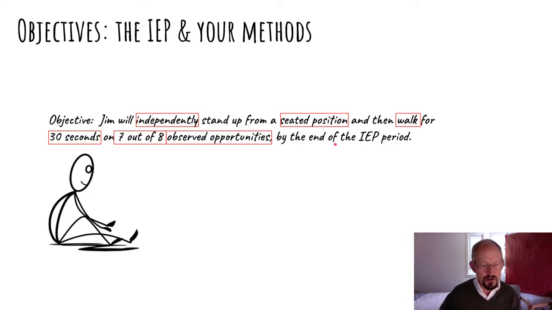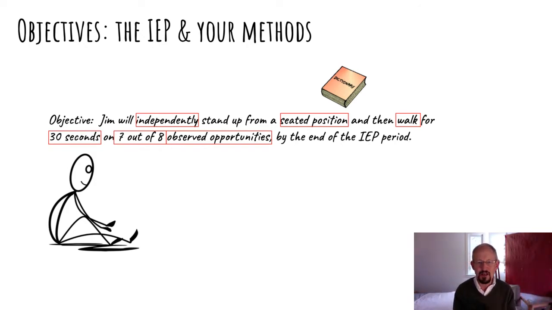So the key words are: will independently stand up from a seated position, walk for 30 seconds, and 7 out of 8 observed opportunities. Okay, so seated position. This has to be, again, defined methodologically. It has to be operationalized. Again, we don't owe that in the IEP document specifically. You don't have to spell this out here because we're trying to keep the document itself fairly lean.